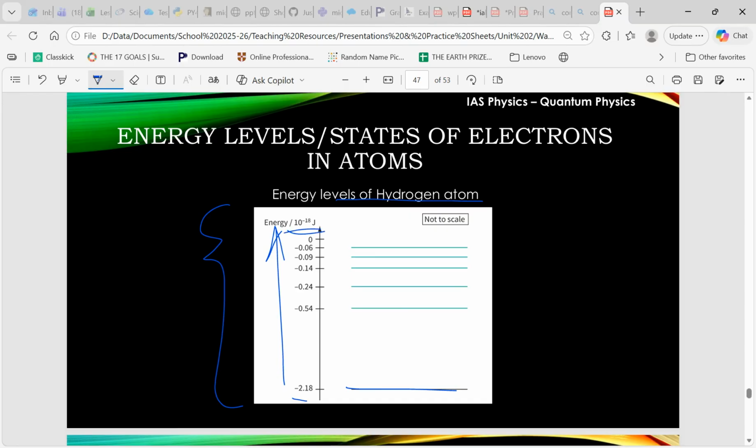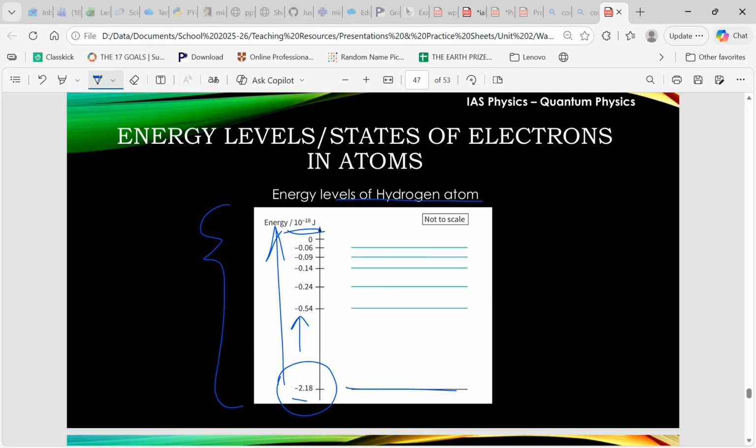So each energy level is basically showing the number shown over here multiplied by 10 to the power minus 18 joules. Mostly the energy for energy levels is given in electron volts. 2.18 into 10 to the power minus 18 joules is the value of the ground state, or the first energy level. As you go up, the number becomes a smaller number. The magnitude looks smaller.